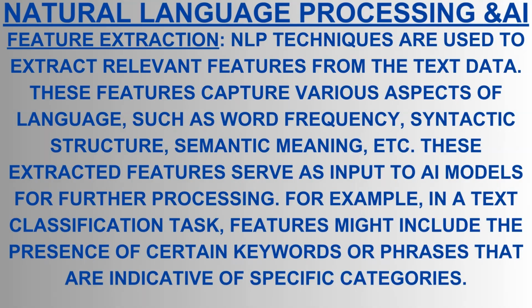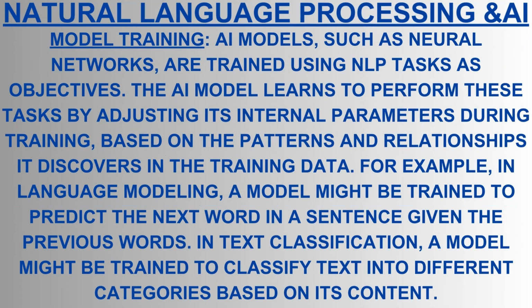Feature extraction. Natural language processing techniques are used to extract relevant features from the text data. These features capture various aspects of language such as word frequency, syntactic structure, semantic meaning, etc. These extracted features serve as input to artificial intelligence models for further processing. For example, in a text classification task, features might include the presence of certain keywords or phrases that are indicative of specific categories.